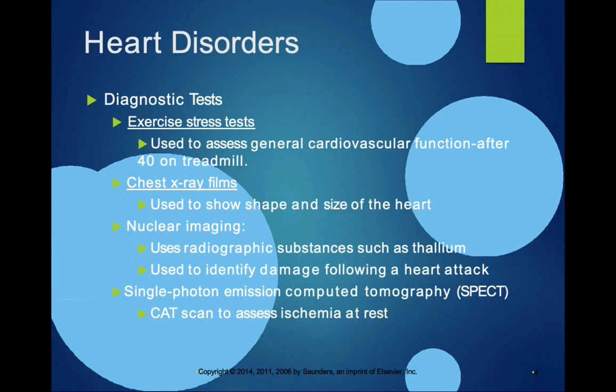Chest x-rays, believe it or not, you can see the heart. You can see the heart shadow on an x-ray, and you can see the size of the heart on an x-ray. Nuclear imaging, this uses a radiographic substance such as thallium, and it's very good to identify if there's any damage to the heart after a heart attack. Then there's a SPECT test. SPECT stands for single photon emission computed tomography. It's basically a CAT scan to assess ischemia.